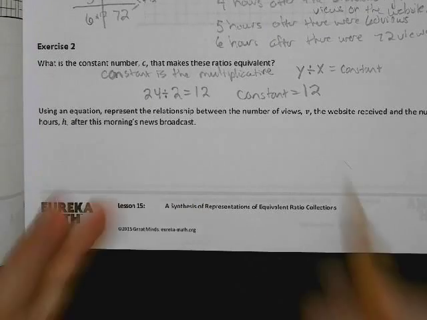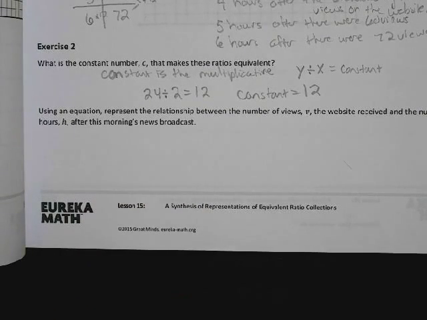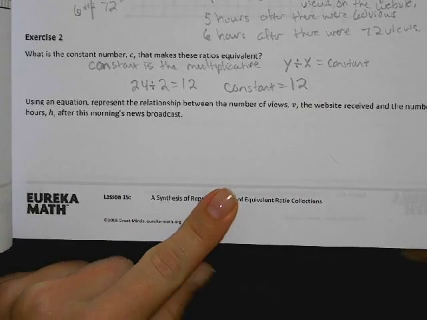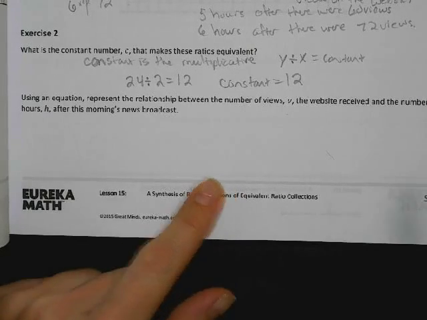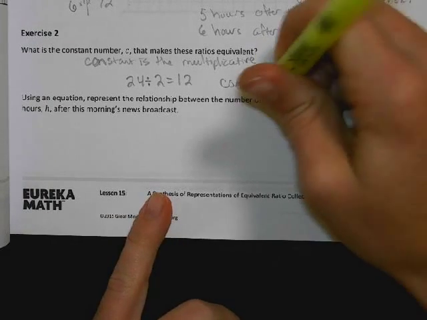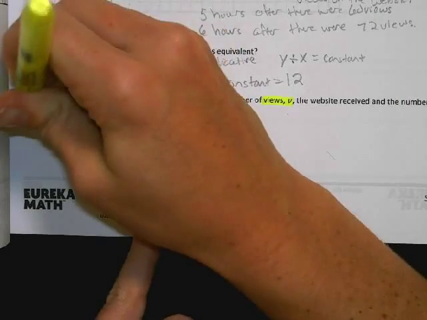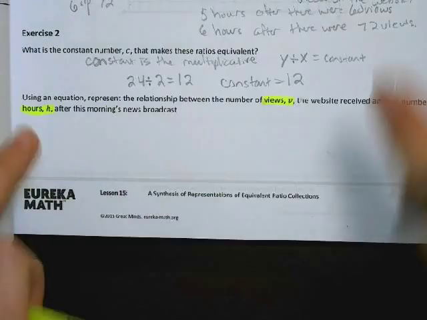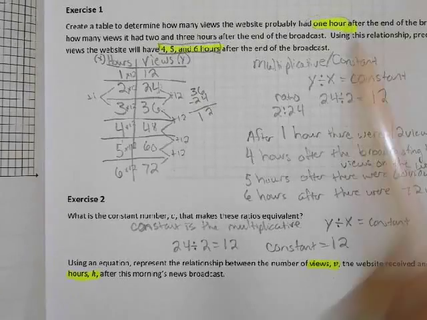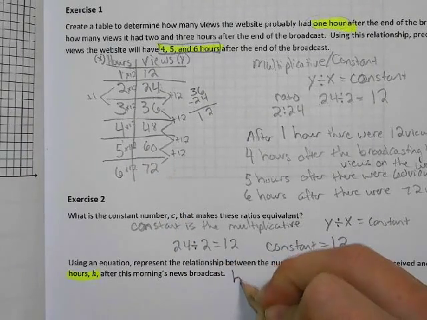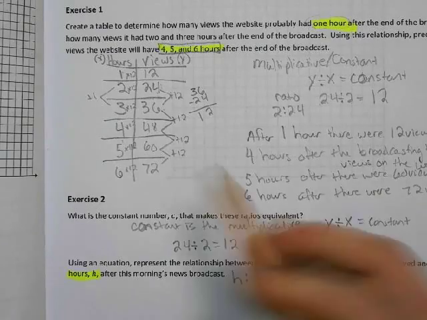Now it asks us to use an equation to represent the relationship between the number of views, which they want us to use a V, the website received, and the number of hours after this morning's news broadcast. So first, I want to take these two pieces and write them in the order the ratios fall in on the table. So looking at the table above, hours came first. So I can move this down in case you're not looking at yours. We had hours first, which means in my equation, the ratio is going to start with H to V, views.